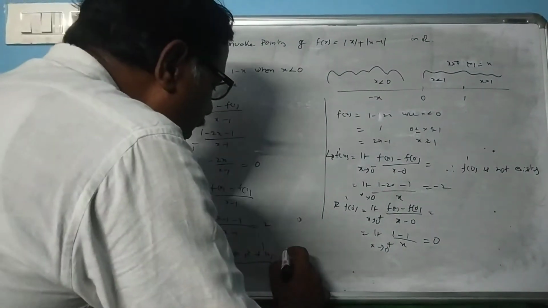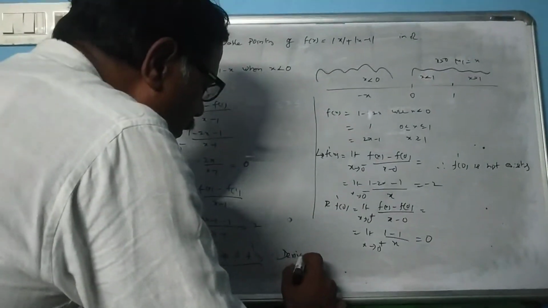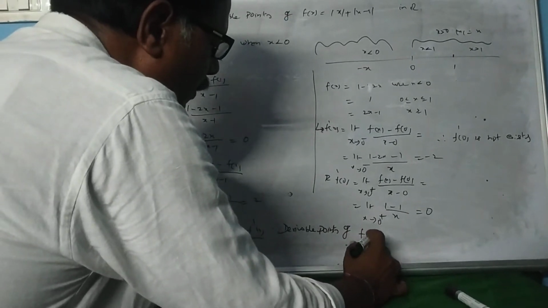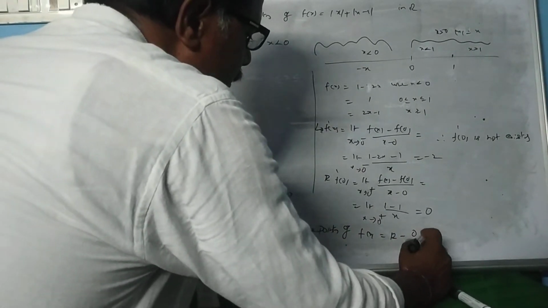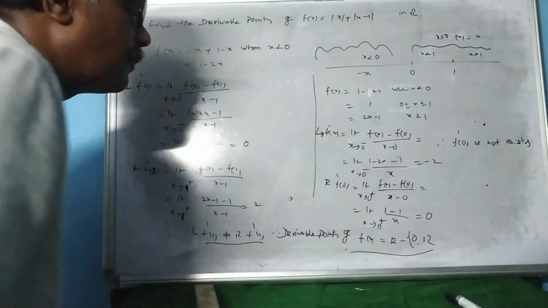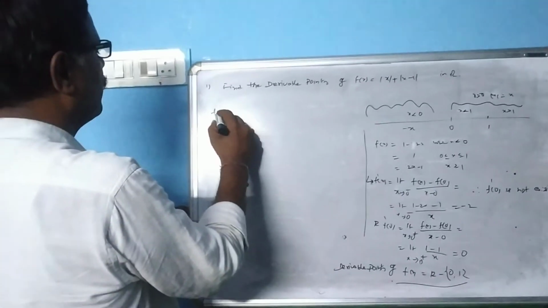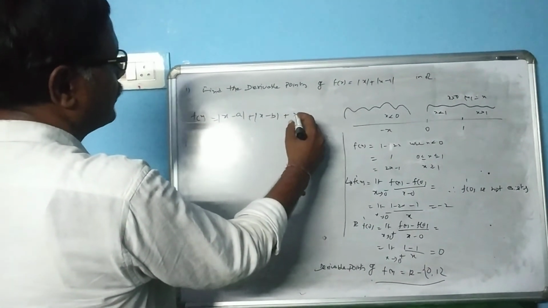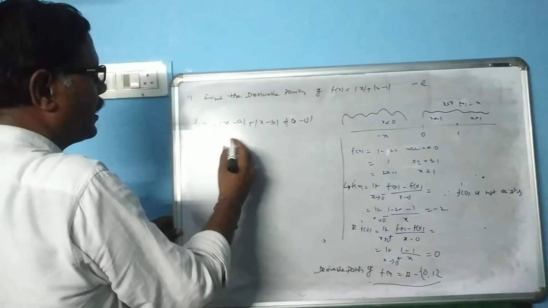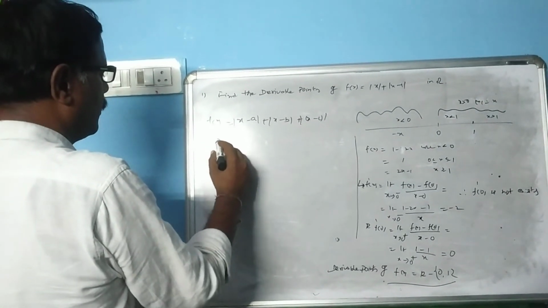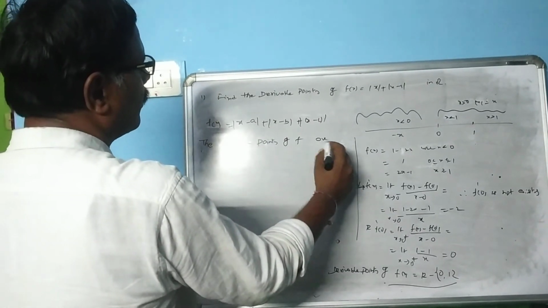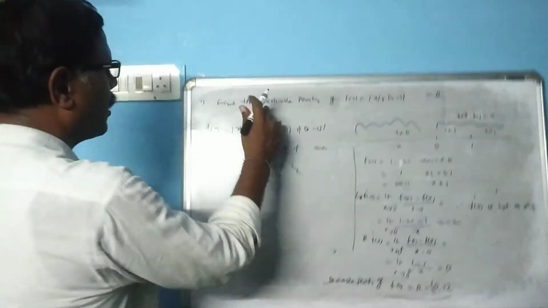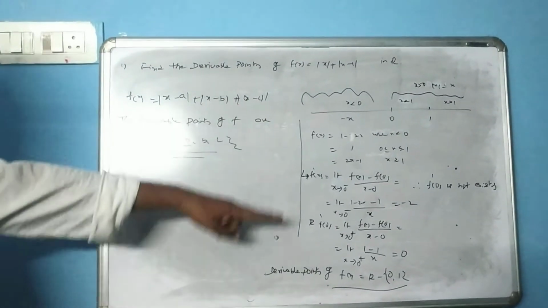Derivable points of f of x are R minus the singleton set {0, 1}. For a function of the form mod of x minus a plus mod of x minus b plus mod of x minus c, the derivable points are R minus the set {a, b, c}. This is the formula we can use.